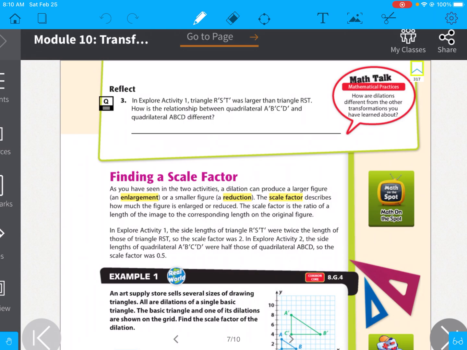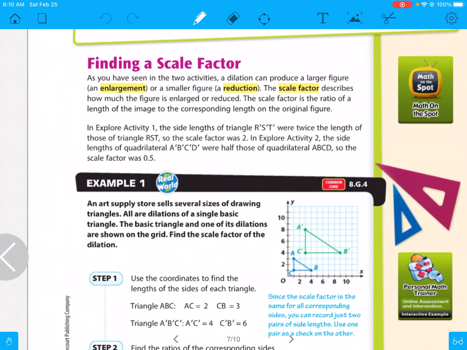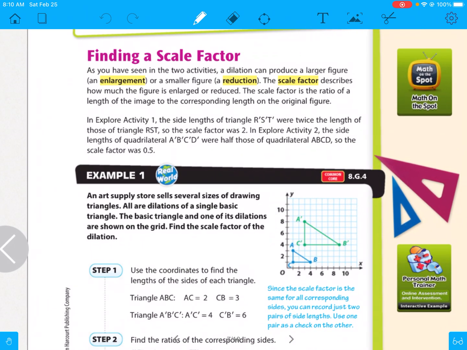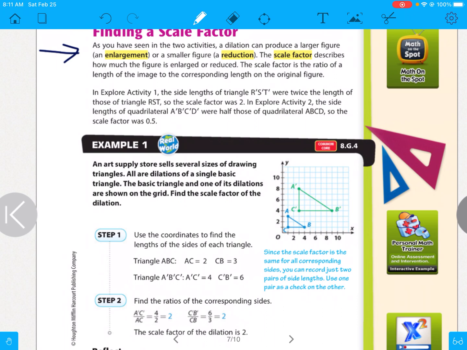Okay, so if you look, we're going to find a scale factor. I was talking on Friday about how an enlargement makes something bigger and a reduction makes something smaller, so this is something I would probably put in your notes. The scale factor describes how much the figure is enlarged or reduced. We did it first with our ordered pairs. Now we can actually do it with side lengths. If you remember, we still have our new divided by original.